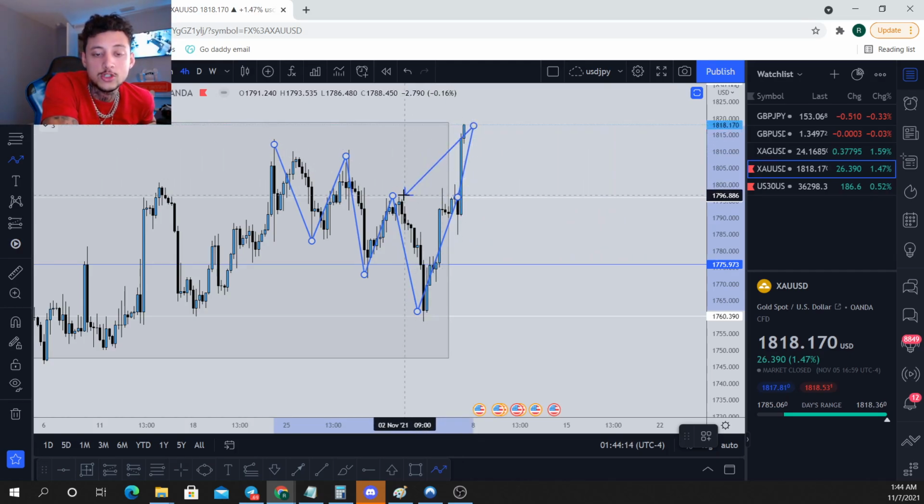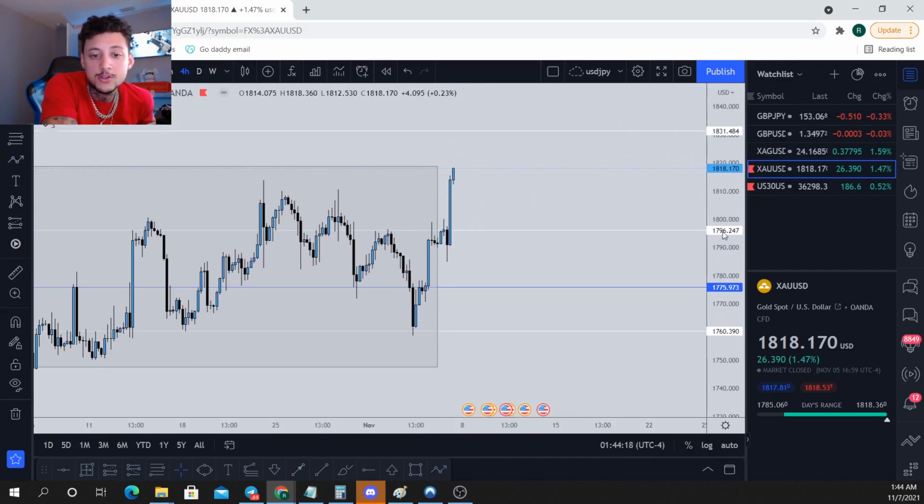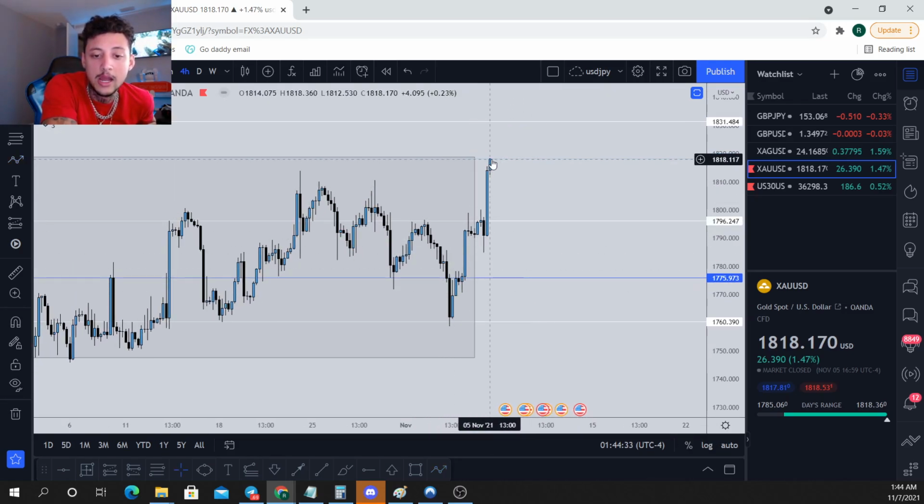So now we've broken structure on this 4-hour time frame, and we know the daily is going to continue. In a situation like this, you just want to wait for price to pull back to a previous level of resistance, being here in this case, 1800, let's call it, for you to look to buy again. And we're only going to look to buy.